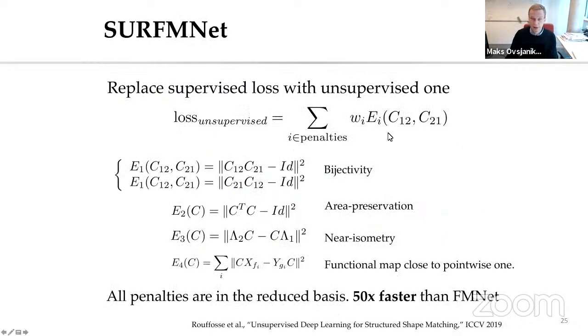So in this unsupervised SURFMNet, we had a set of losses, and this is something that I think is kind of, in general, interesting because these losses came from our axiomatic analysis of functional maps, but they turn out to be useful in learning as well. So the first thing is that if I have a map from shape 1 to shape 2 and another map from shape 2 to shape 1, we want them to be basically inverses of each other. So the first loss is that when I compose these two maps, I should get back identity.